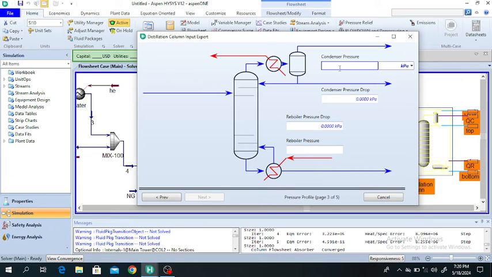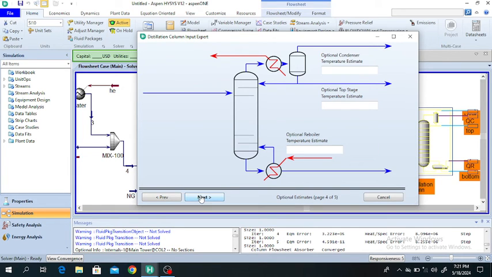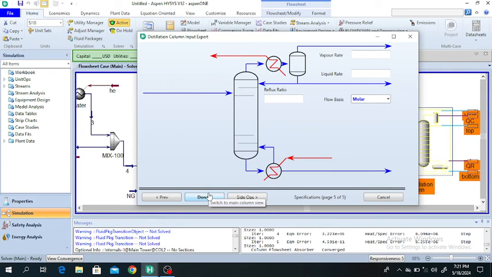What is the condenser pressure? I'm assuming 108 kilopascal for the condenser pressure, and usually the reboiler pressure is greater than the condenser pressure. So I will assume 112 kilopascal for the reboiler pressure. This is optional. Reflux ratio is, suppose, 2.3. Okay, done.